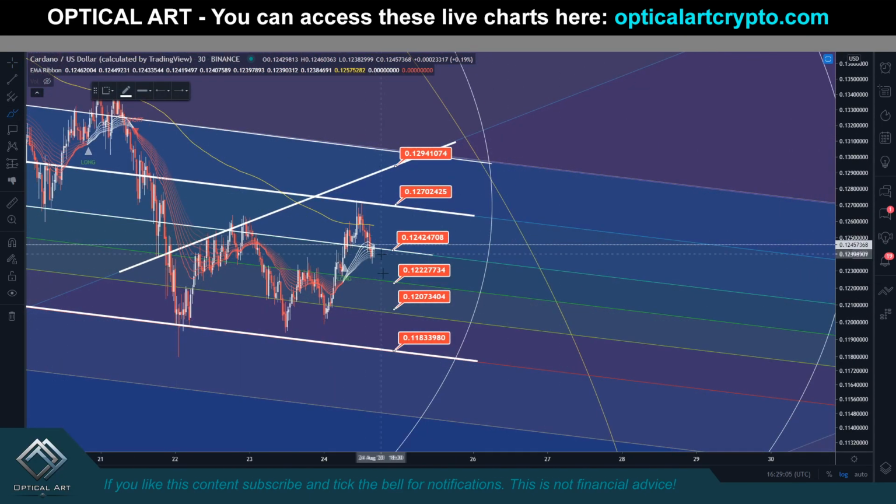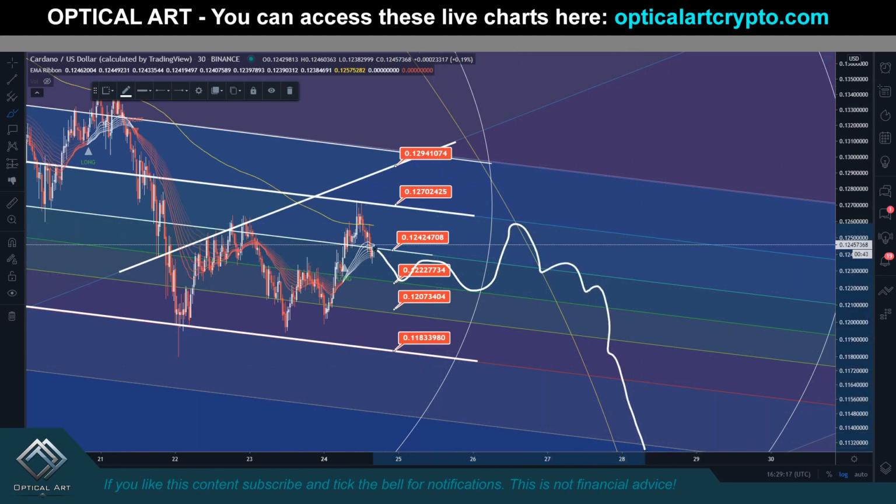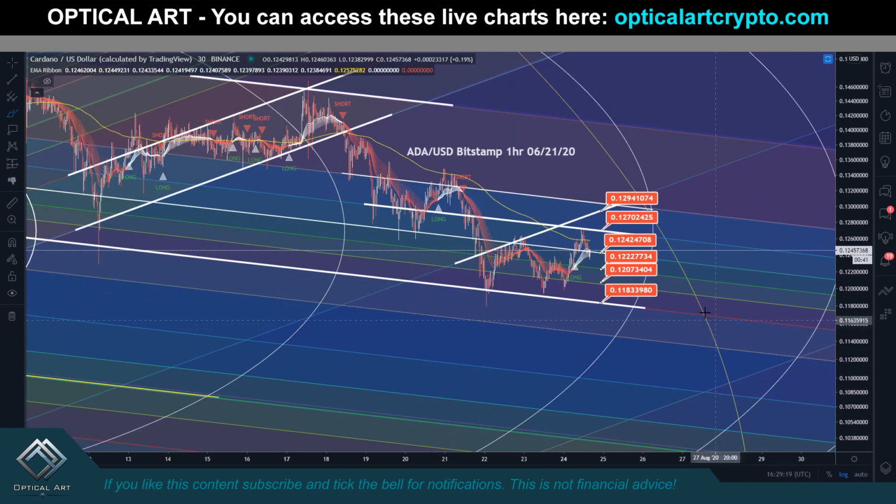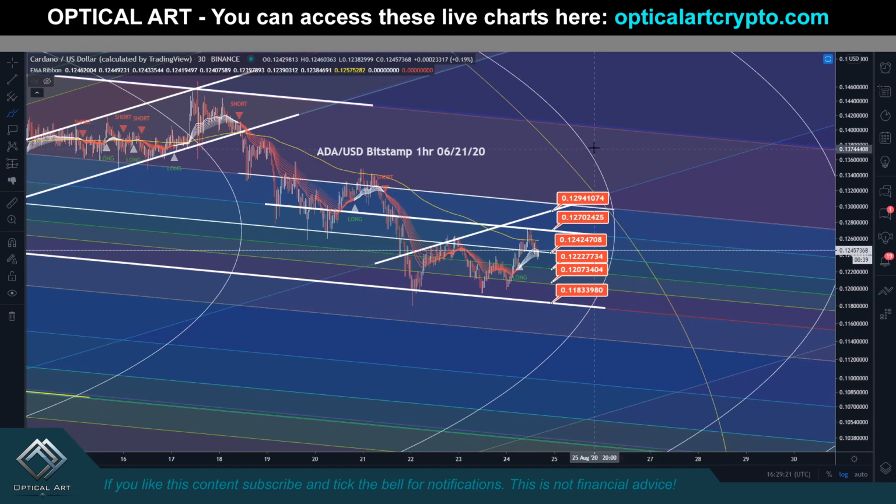Depending on whichever channel we're on, if we find support here, it's possible we could come down and do something like this. As soon as we cross this, we could push up and then potentially start coming back down, respecting these channels. So again, it's always a good idea to pay attention to these pivot rings.